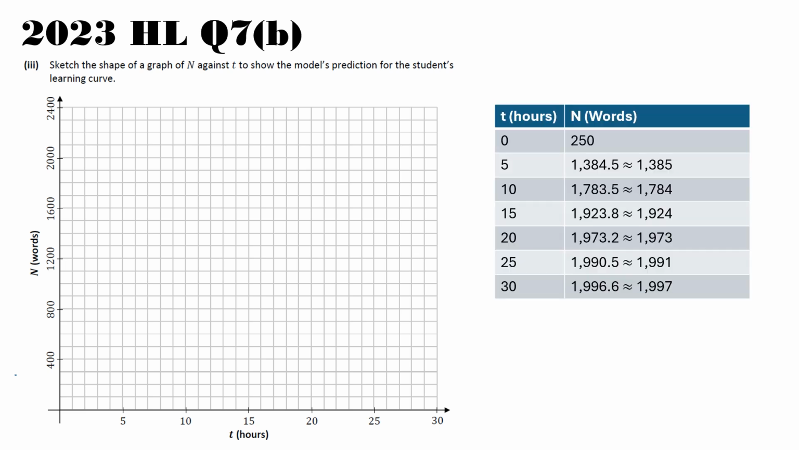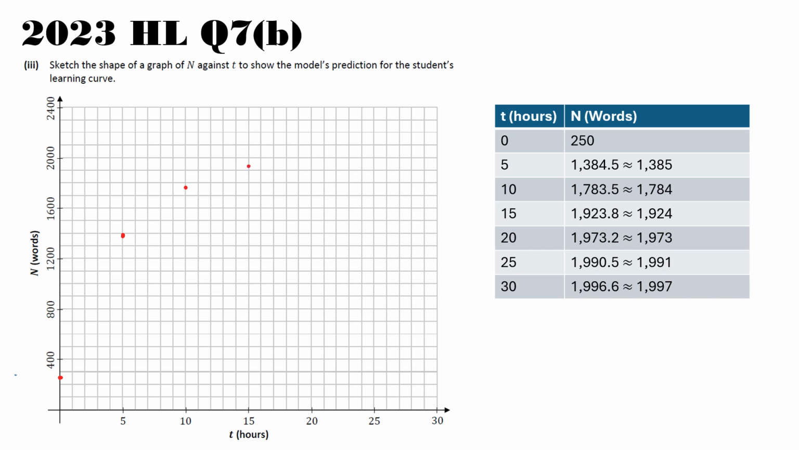So when t is 0, we get 250. You don't need to do this. However, it might be helpful for yourself to have these written down just rather than going straight to plotting. Once you have these, we're going to start plotting the points. So that's 0, 250. This is 5 and 1385-ish. This is 10 and 1784.